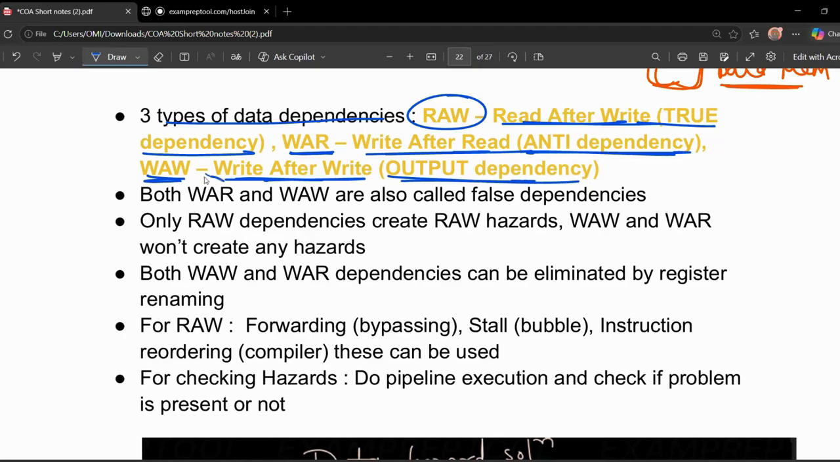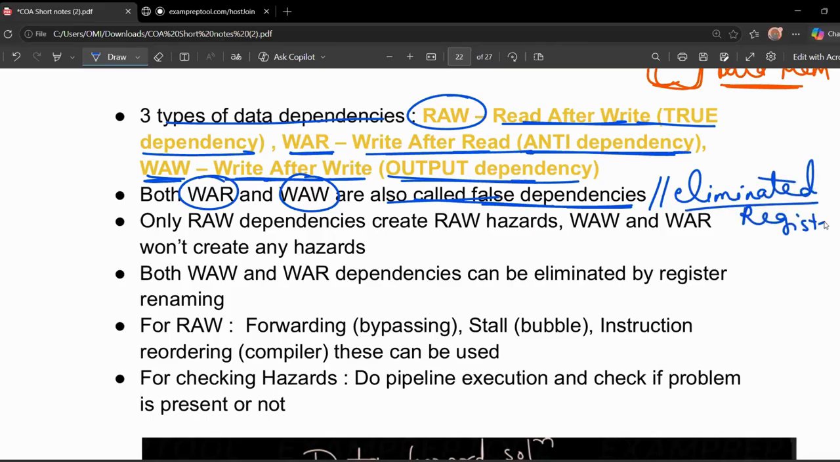Now, both these WAR and WAW are also called false dependencies, right? Why? Because they can be eliminated. They can be eliminated with the help of register renaming. I have already written that both WAW and WAR dependencies can be eliminated by the register renaming technique.